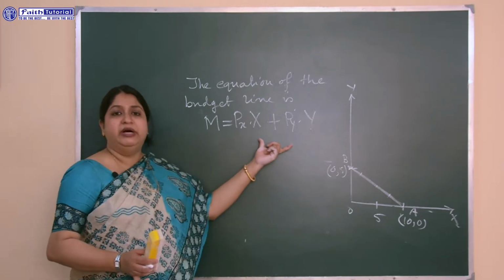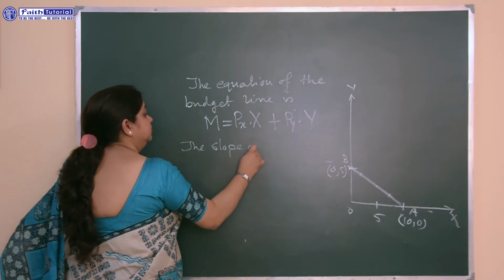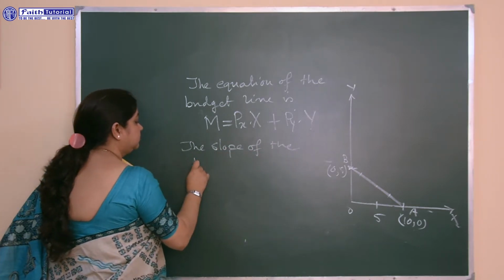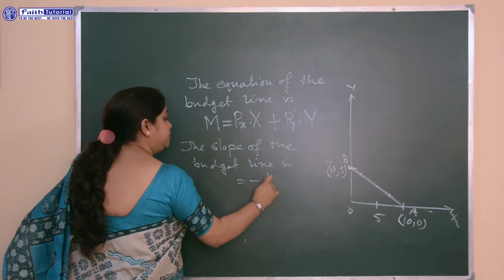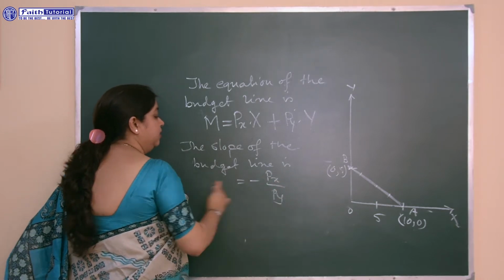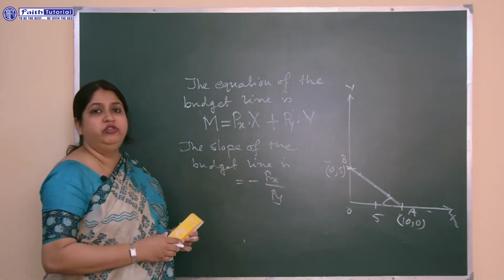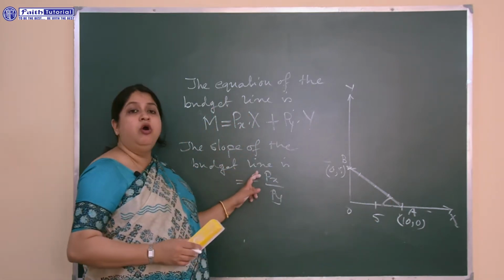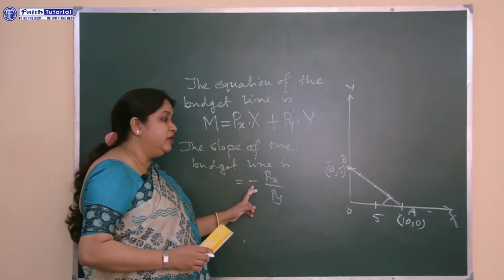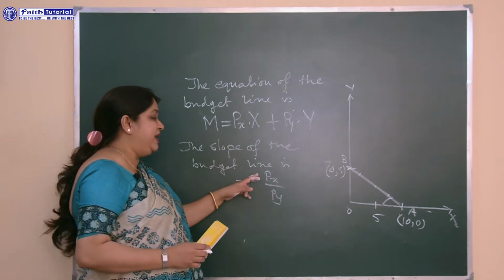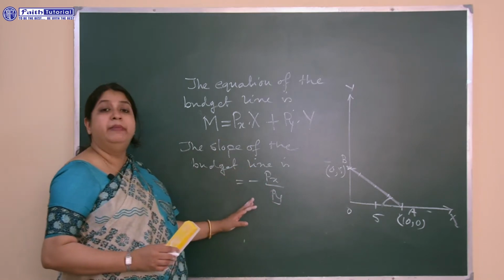This is the equation of the budget line, and the slope of the budget line is minus Px by Py. This angle shows the slope of the budget line. This is the ratio of the prices of two commodities. Minus Px, why minus? Because the budget line is downward sloping, and Px is the price of X, Py is the price of Y. So this is the slope of the budget line.